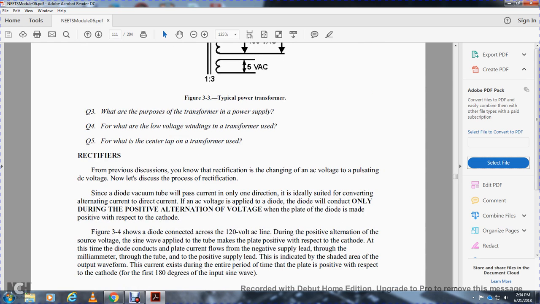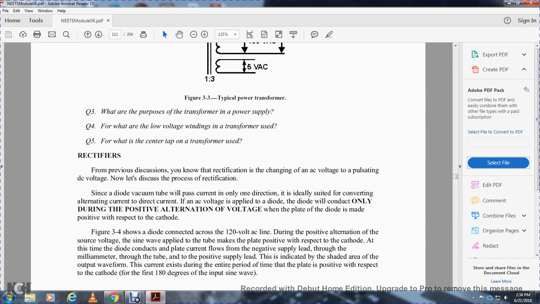Rectifier. The previous discussion covered how rectification changes AC voltage to pulsating DC voltage. Now let's discuss the rectification. Since the vacuum tube diode will pass current in only one direction, it is ideally suited for converting alternating current to direct current. When AC voltage is applied to the diode, the diode will conduct only during the positive alternation of the voltage, when the plate of the diode is made positive with respect to the cathode.